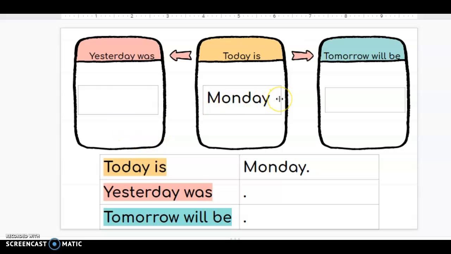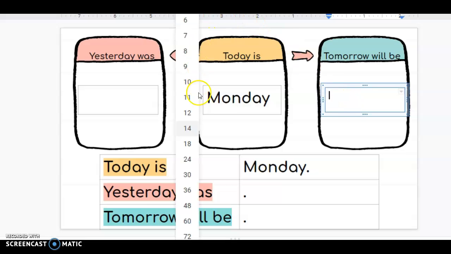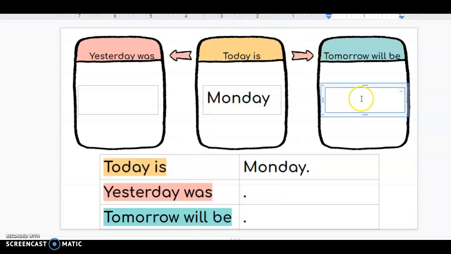So we know that today is the 13th and it's the beginning of the week, so today is Monday. So let's look at these two arrows to find out what yesterday was and what tomorrow will be. So let's start with what tomorrow will be first. To answer that question, we need to ask ourselves, what day comes after Monday? Tuesday comes after Monday.